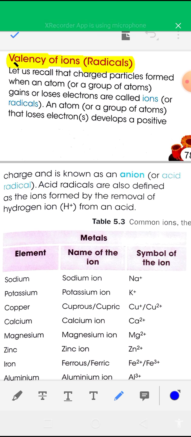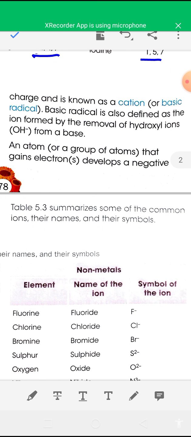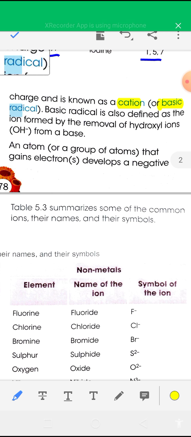When an atom or group of atoms loses electrons, it develops a positive charge, and this is known as a cation or basic radical. So cations or basic radicals are positively charged particles. An atom with positive charge formed by losing electrons is known as a cation, and a group of atoms with positive charge formed by losing electrons is known as a basic radical. Basic radical means positively charged.